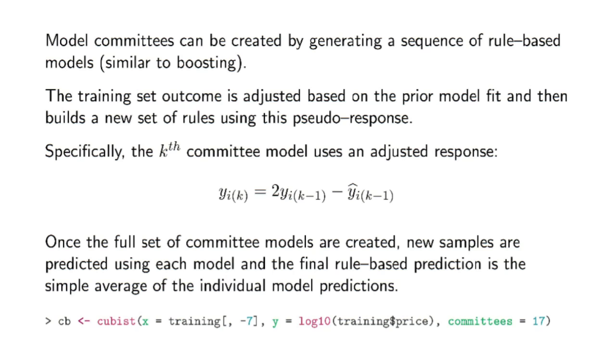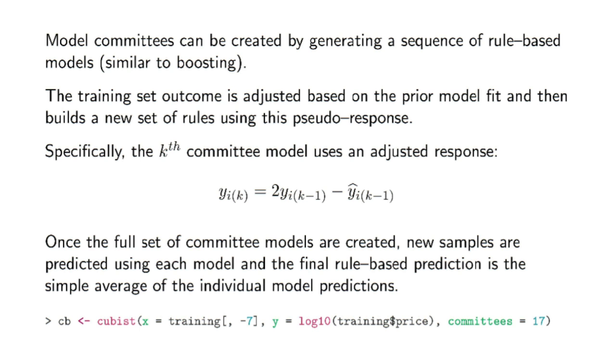Committees kind of do the same thing, but they take it on the other side of things and they adjust the outcome. So all the case weights and everything stay the same, but when you fit a new tree in a Cubist model that has this boosting-like procedure, you use this as the new outcome. What you do is you take 2 times the last actual outcome value, and subtract off the prediction.